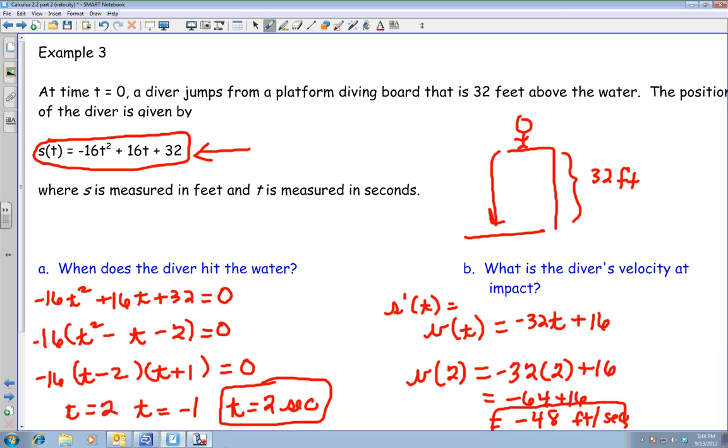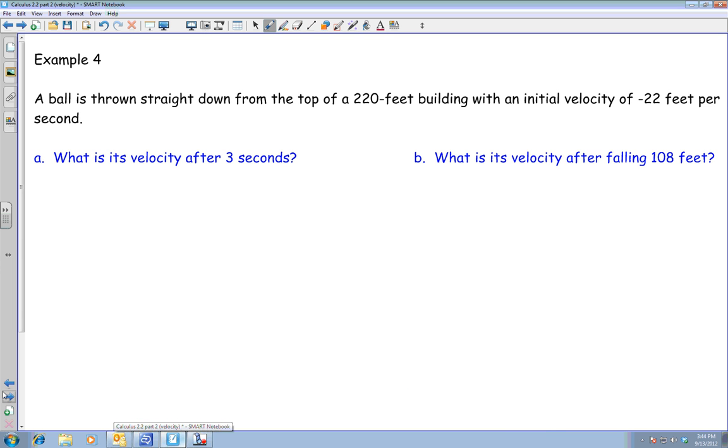Okay, example 4. A ball is thrown straight down from the top of a 220 feet building with an initial velocity of negative 22 feet per second. What is its velocity after 3 seconds?